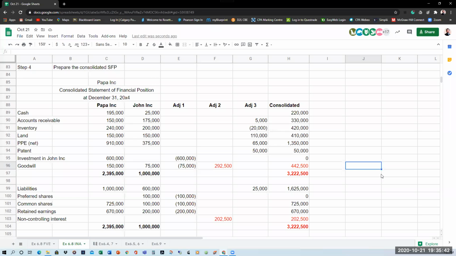The dollar amounts for goodwill and non-controlling interest.